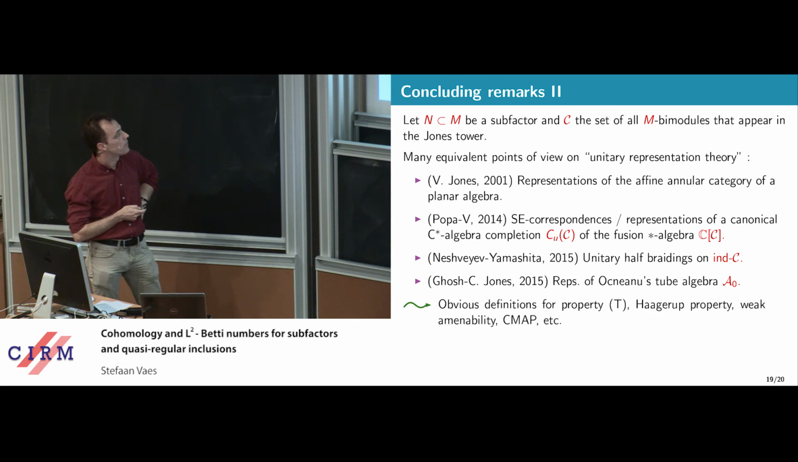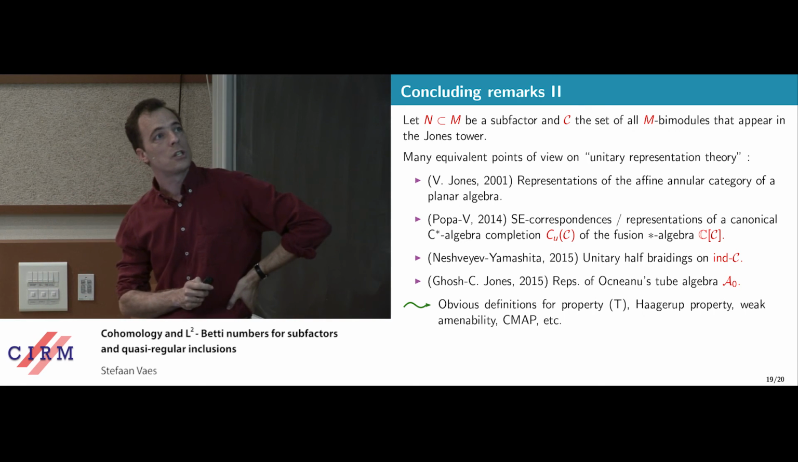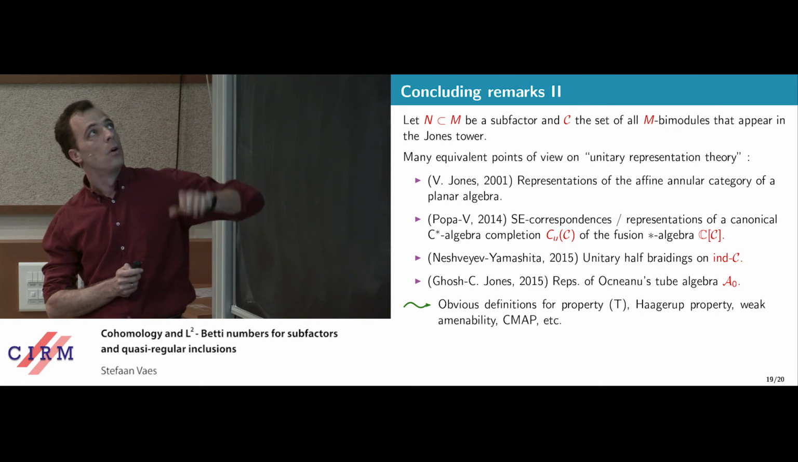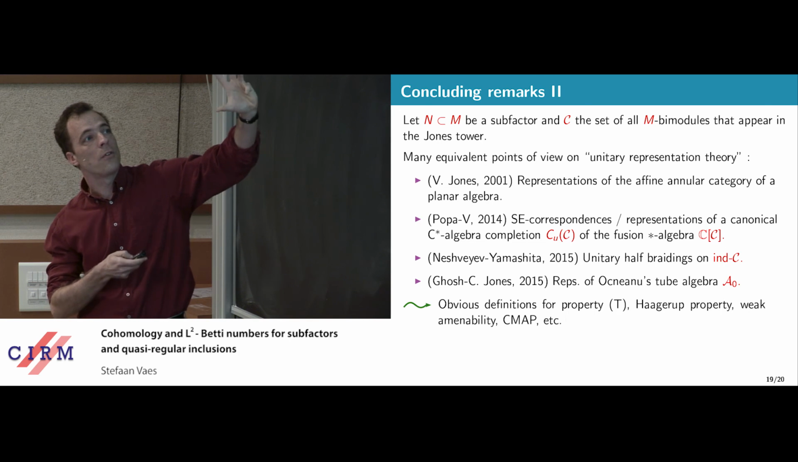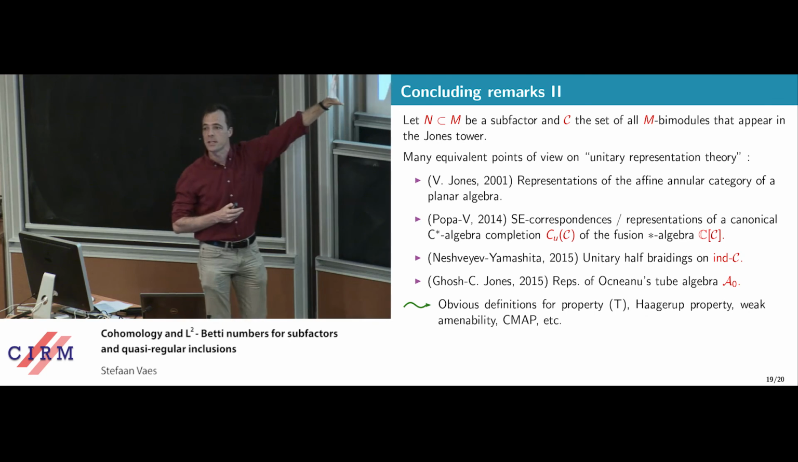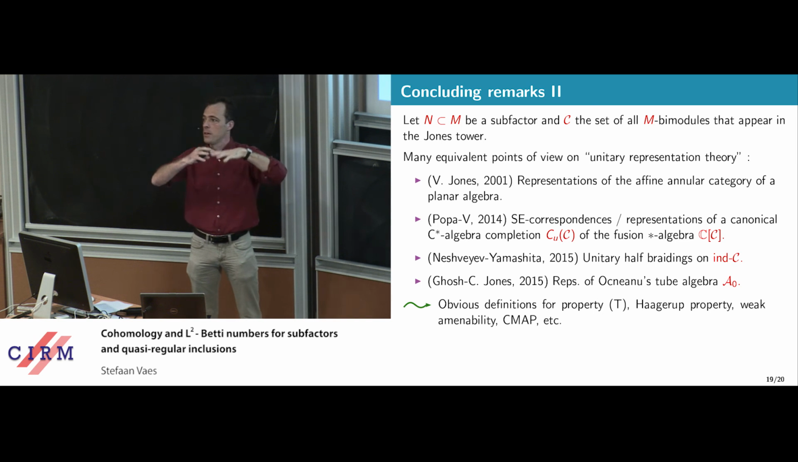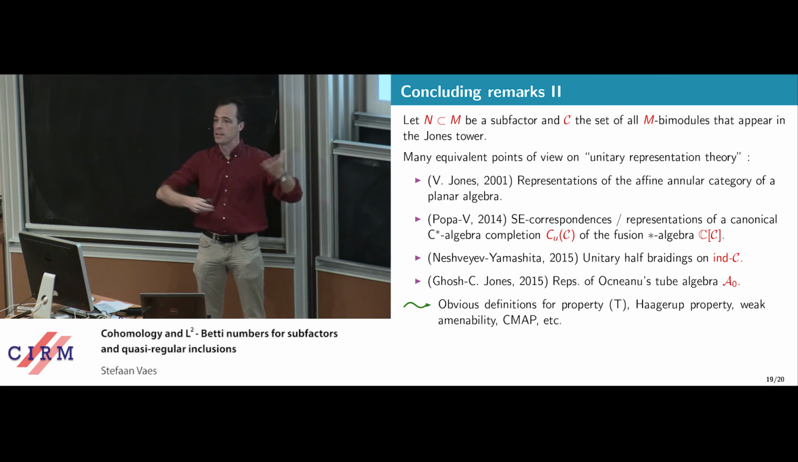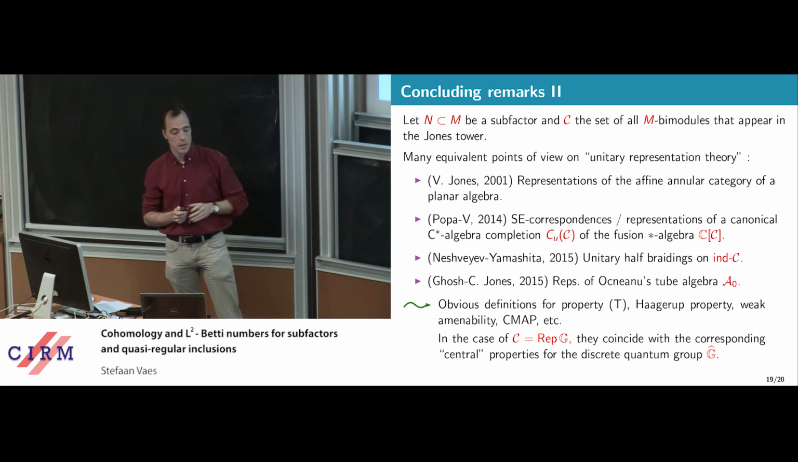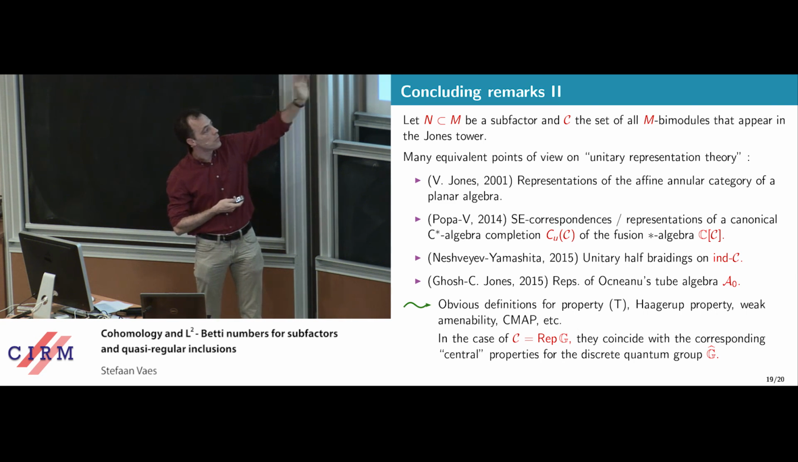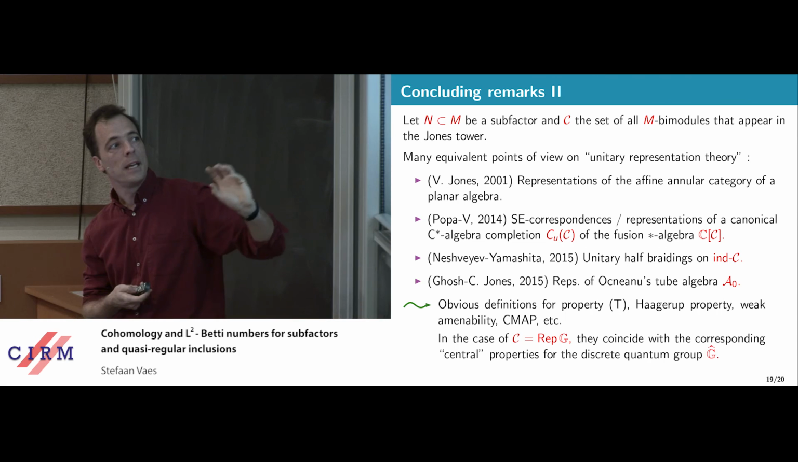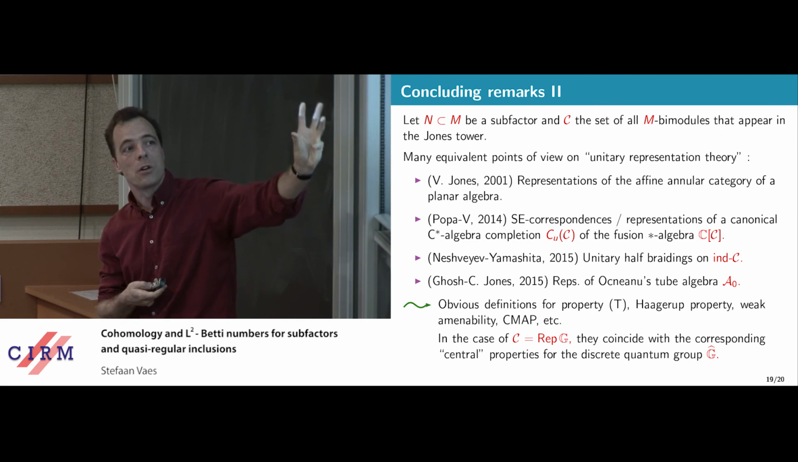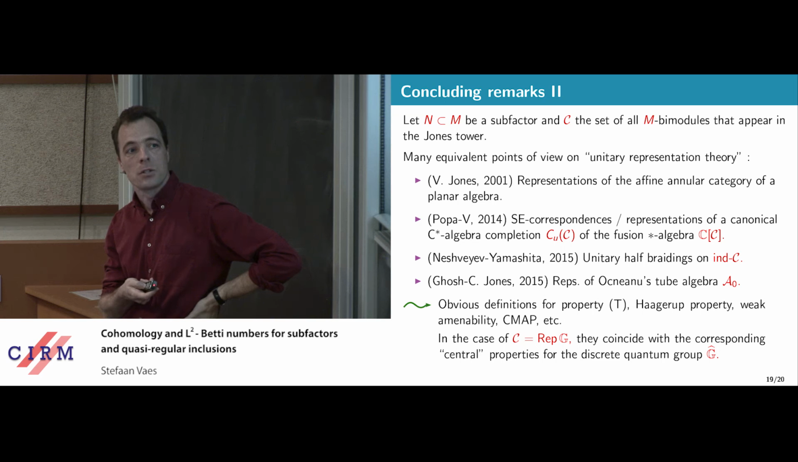All that is the motivational inspiration to do this for arbitrary quasi-regular inclusions and to forget about this background. But what I do want to mention and emphasize, because it's very intriguing, is that in this kind of representation theory you have obvious definitions for any kind of representation theoretic property. We have a C-star algebra with a trivial module and a regular module, so you can define property T and all kinds of things you want.